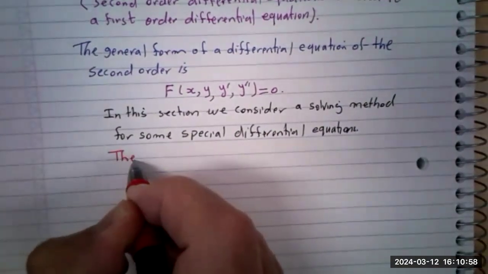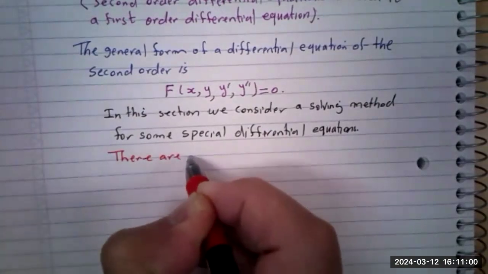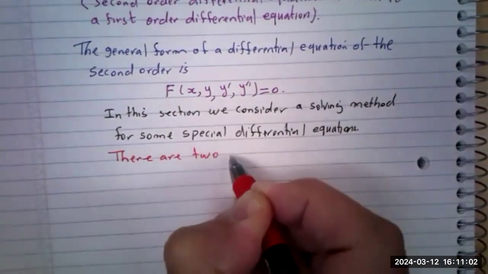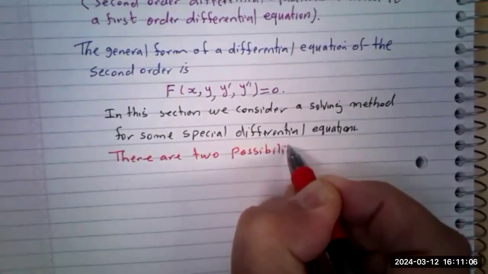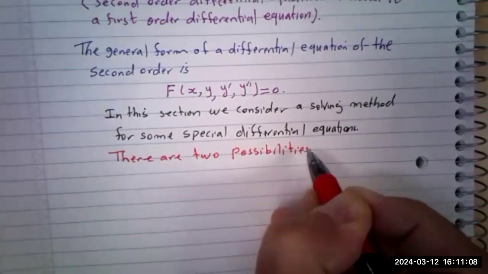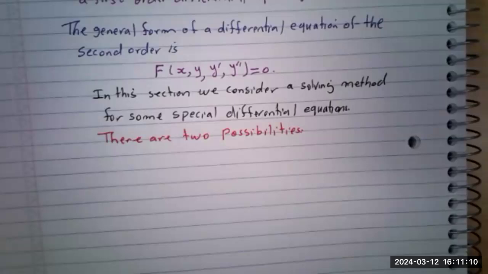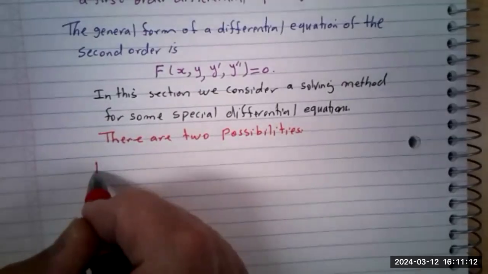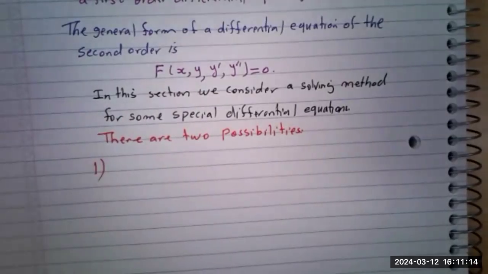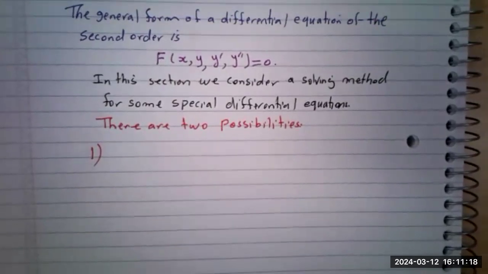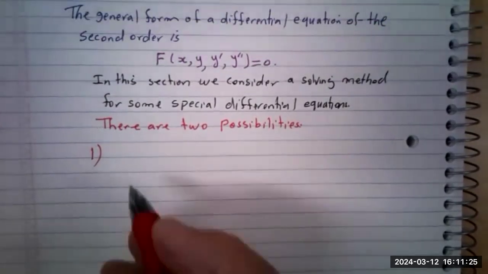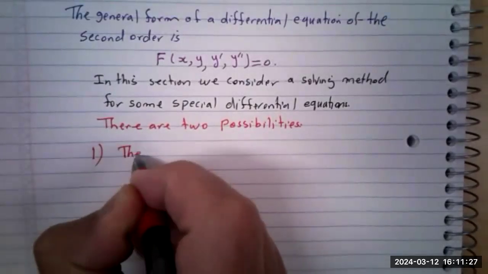So there are two possibilities. First possibility is the dependent variable y is missing. You know, x is the independent variable and y is dependent because y depends on x. So they usually refer to case one as y is missing.